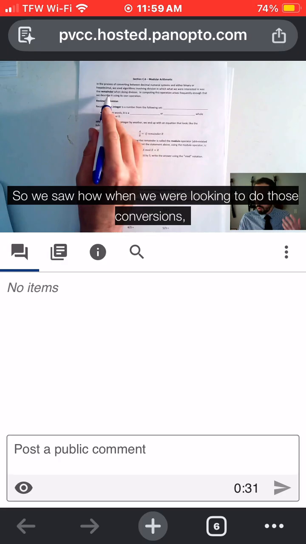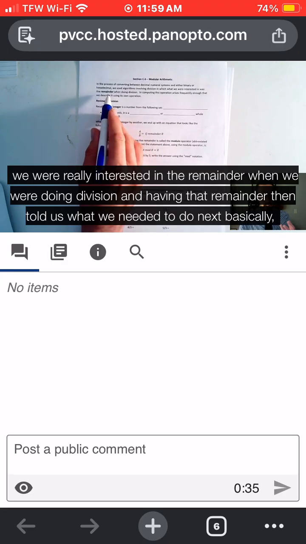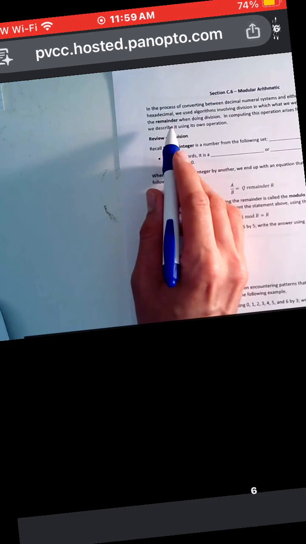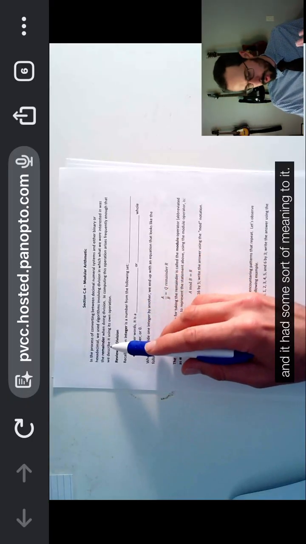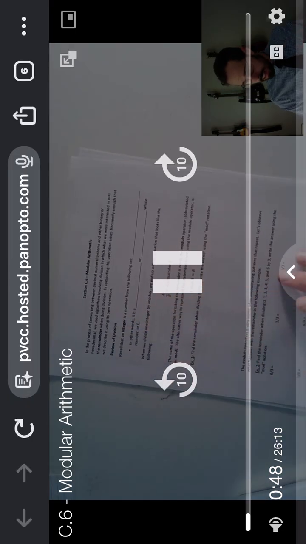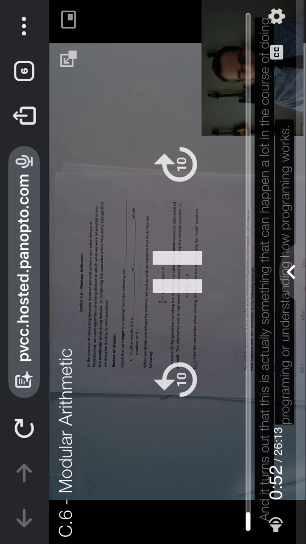So we saw how when we were looking to do those conversions, we were really interested in the remainder when we were doing division, and having that remainder then told us what we needed to do next, basically, and it has some sort of meaning to it. And it turns out that this is actually something that can happen a lot in the course of doing programming or understanding how programming works. So it's useful enough to describe it using its own operation.